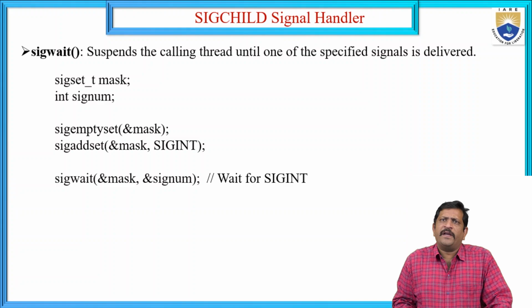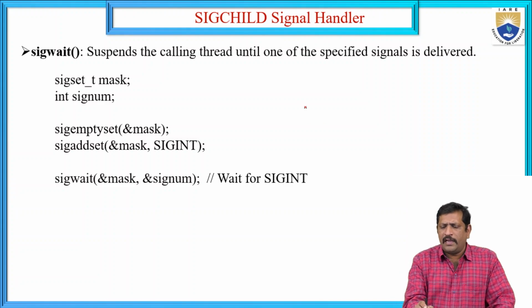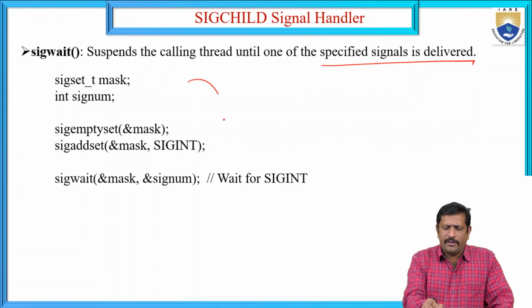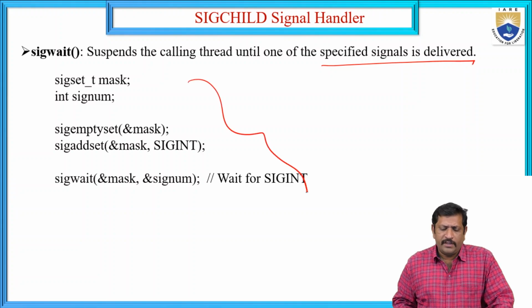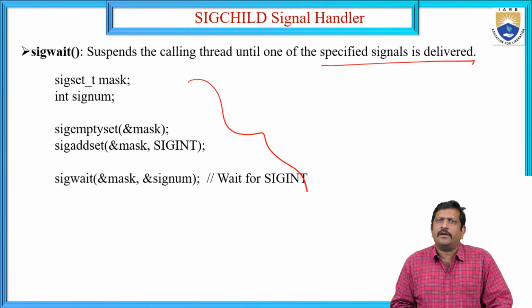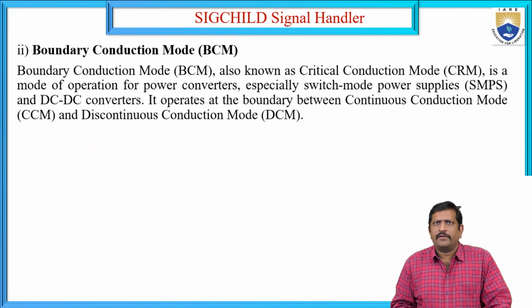sigwait suspends the calling thread until one of the specified signals is delivered. Here is the code for sigwait: sigset_t mask; int sig; sigemptyset(&mask); sigwait(&mask, &sig); until the signal is interrupted.